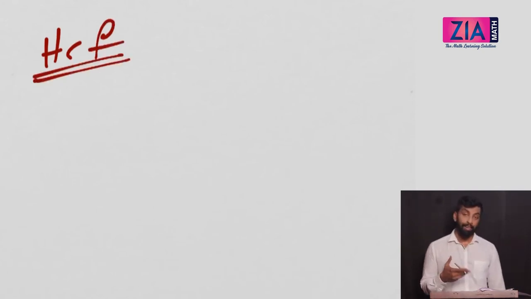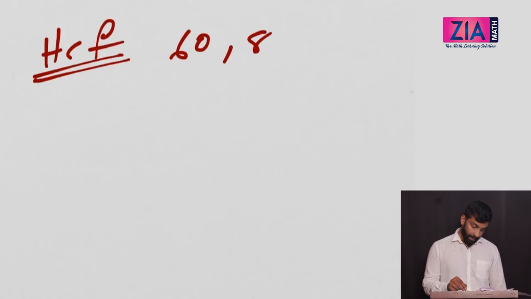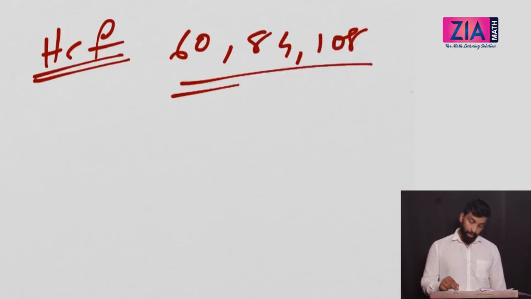Now in this question you need to find out the HCF. Basically this is the greatest number with which you can divide all the three numbers, right? You need to find the HCF of 60, 84 and 108. You need the highest number which can be used to divide all of these, right? And when you do this you will get the HCF as 12.